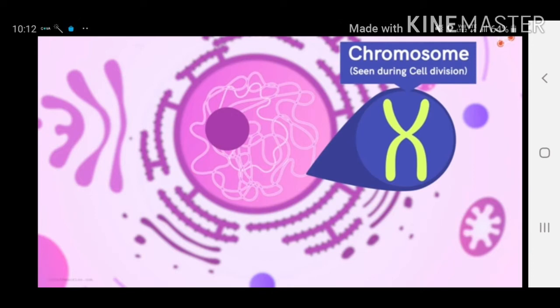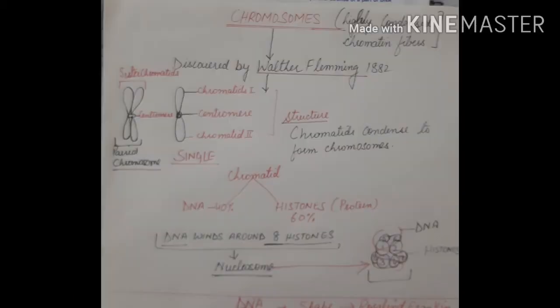In the diagram you can see these chromatin fibers, when they condense, form a structure like this called a chromosome. This occurs only when the cell is ready for cell division. So chromosomes can be defined as highly condensed, coiled chromatin fibers. This was first seen in the larval cell of the salamander by the scientist Walther Fleming in 1882. The name of the scientist is very important, Walther Fleming, and he discovered the structure of chromosomes. So chromosomes are highly condensed chromatin fibers discovered by Walther Fleming.